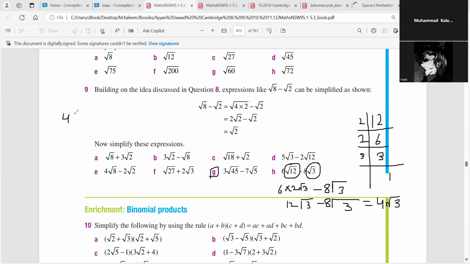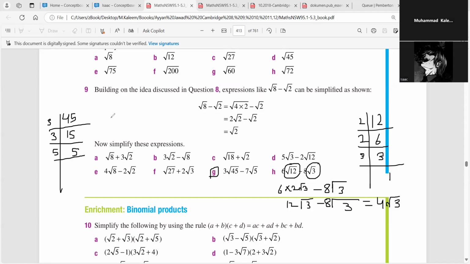Firstly, we need to do factorization for 45. I can clearly see that it's not divisible by 2, because we know the trick: if the last digit is 0, 2, 4, 6 or 8, then it is divisible by 2. Its last digit is 5, so it's not divisible by 2. Let's check 3. Is this divisible by 3? Yes, it is a multiple of 3. If I divide 45 by 3, I get 15. Then again, is this divisible by 3? Yes, and the answer is 5.